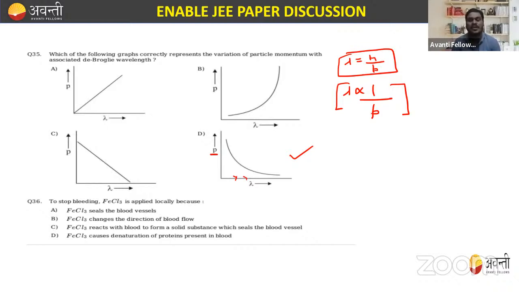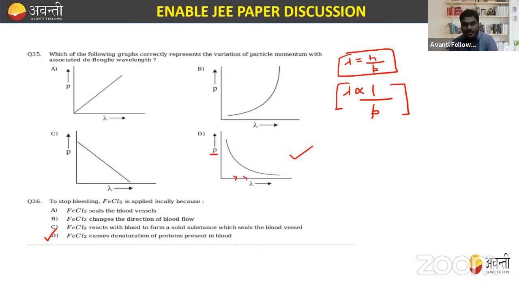or FeCl3 causes denaturation of protein present in the blood. Yes, this is the absolutely correct one. That is option D, FeCl3 causes denaturation of protein. What is denaturation of protein, beta? What is denaturation of protein?